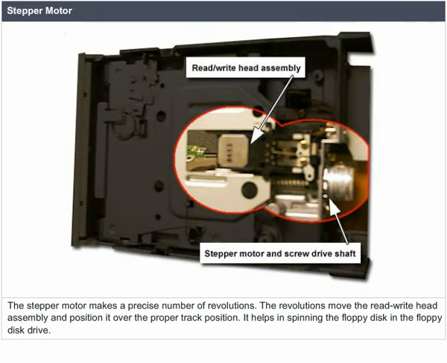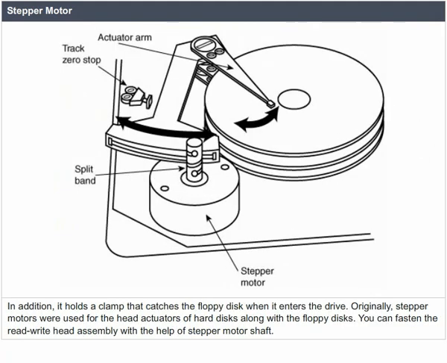Stepper motor. The stepper motor makes a precise number of revolutions. The revolutions move the read-write head assembly and position it over the proper track position. It helps in spinning the floppy disk in the floppy disk drive. In addition, it holds a clamp that catches the floppy disk when it enters the drive. Originally, stepper motors were used for the head actuators of hard disks along with floppy disks. You can fasten the read-write head assembly with the help of the stepper motor shaft.